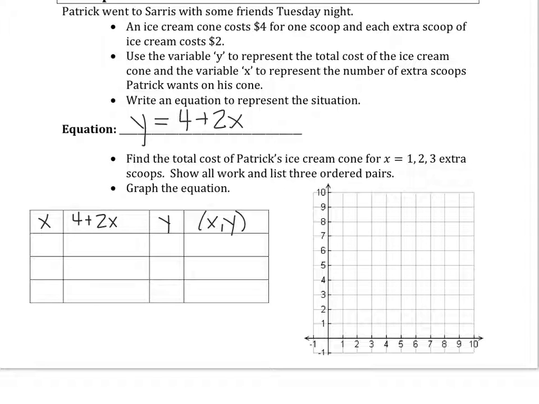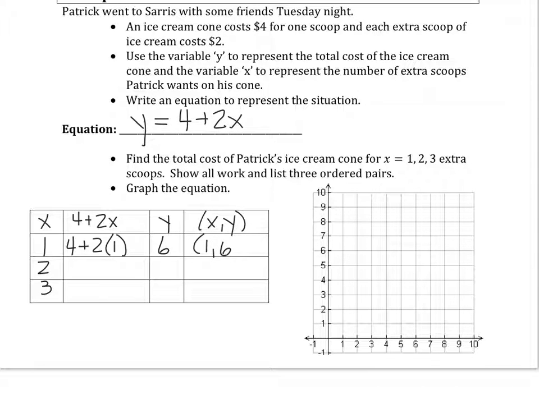So x we chose to be 1, 2, and 3. When I substitute those in, so I have 4 plus 2, and then remember, put it in parentheses. That helps you know what operation. Parentheses beside a number's multiplication. We have to do that first, order of operations. 2 times 1 is 2, plus 4 is 6.